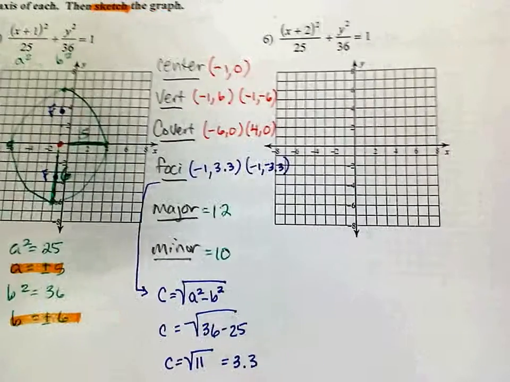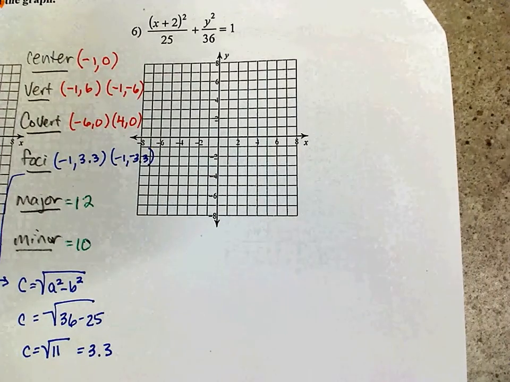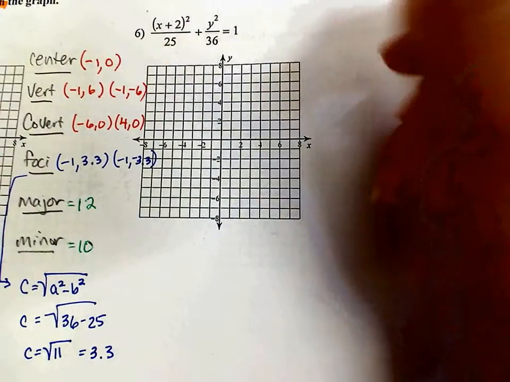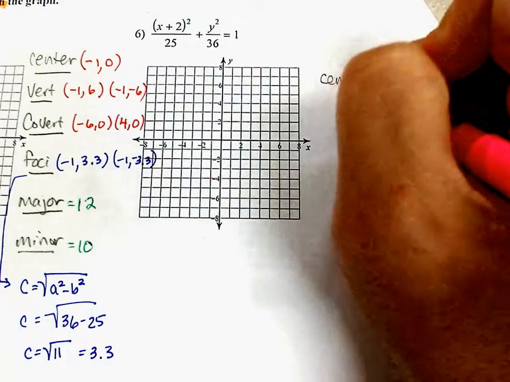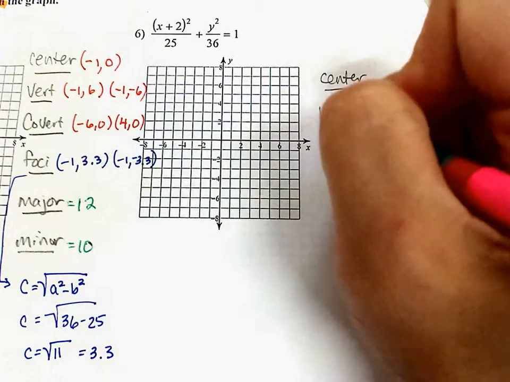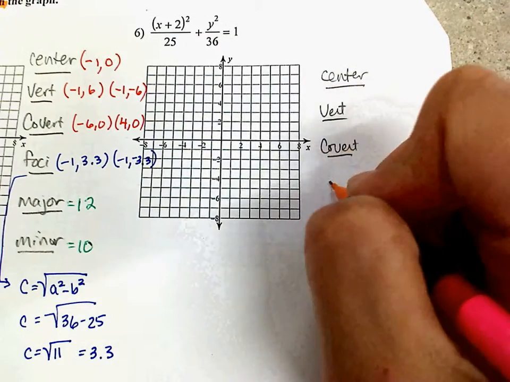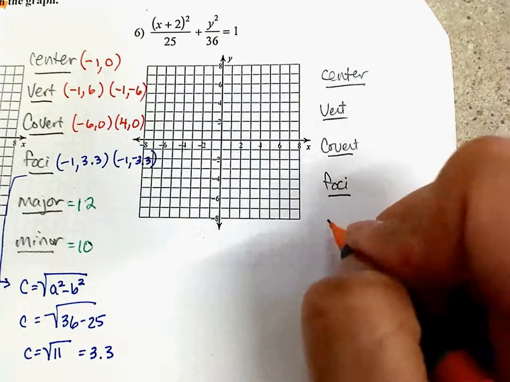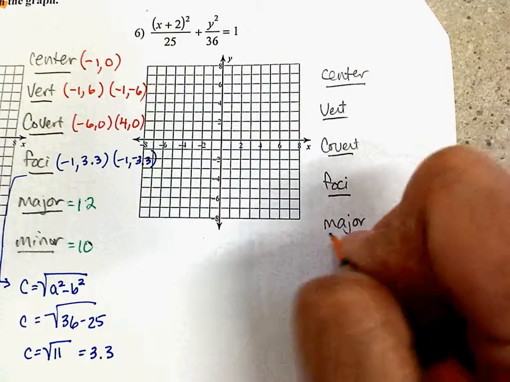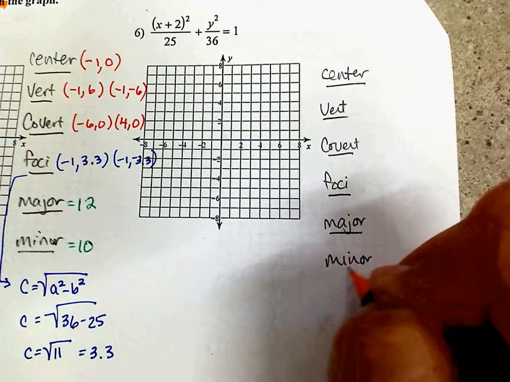Number 6, okay? Same thing, so let's go ahead and label a few things. Center, vertices, co-vertices, foci, major, and your minor. Those are the things you need.